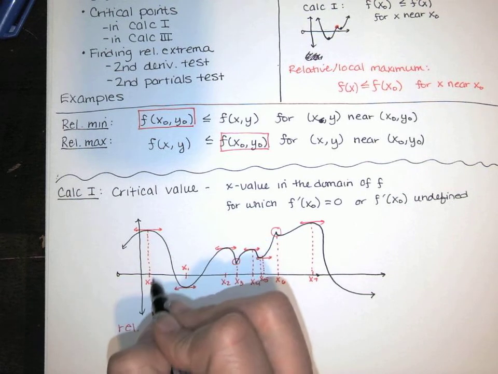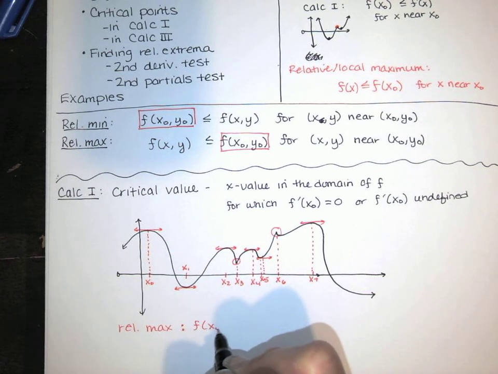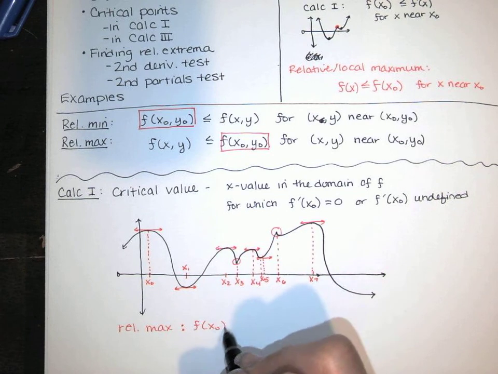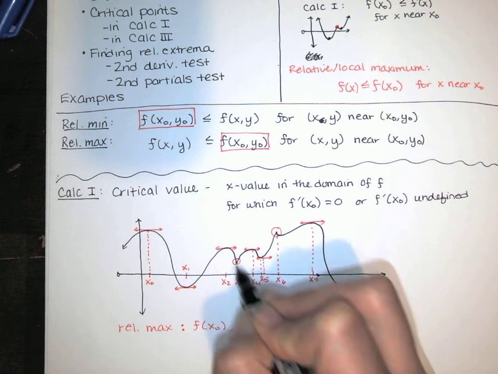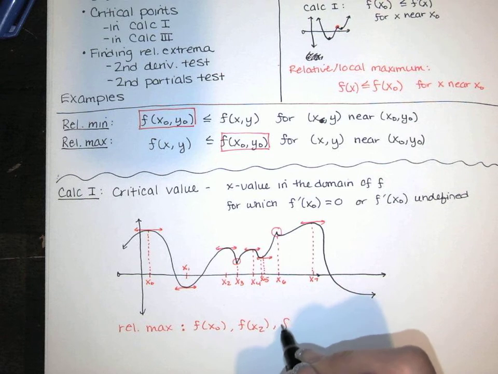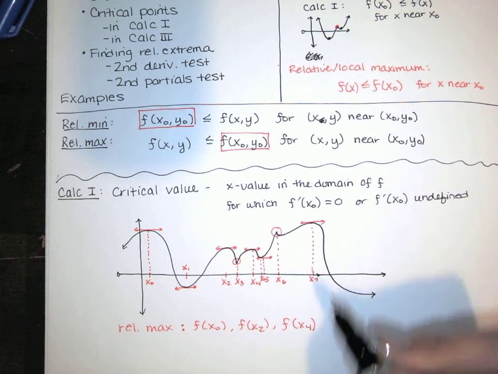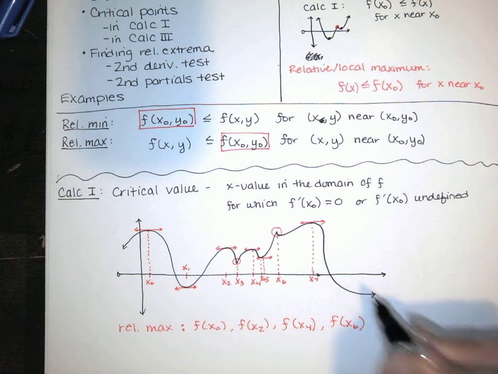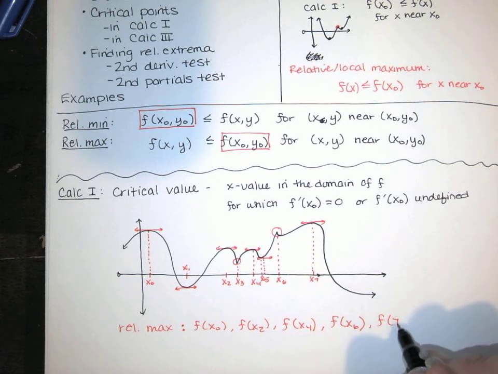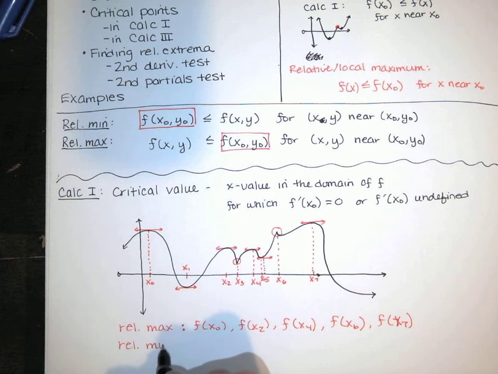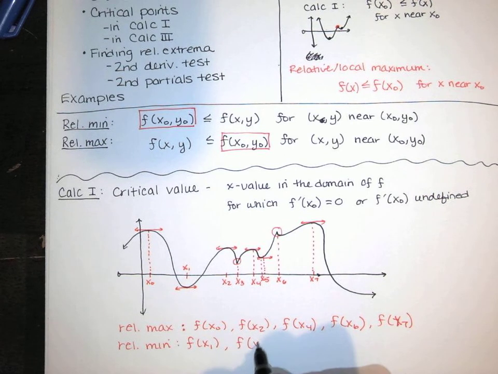So the relative maxes are f of x naught, f of x sub 2, f of x sub 4, f of x sub 6, and f of x sub 7. And we have relative mins at x1, and x3, and x sub 5. And I think that's it.